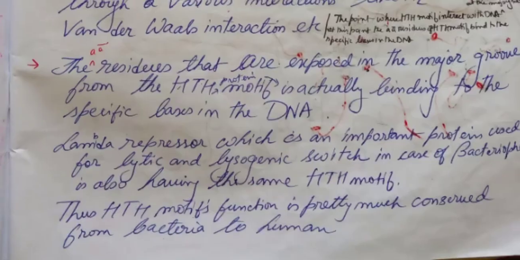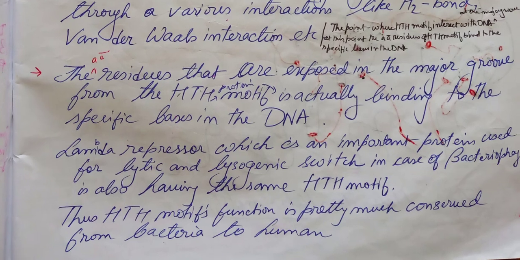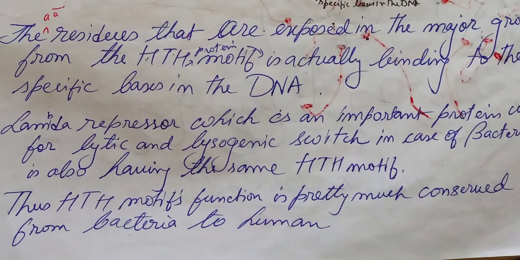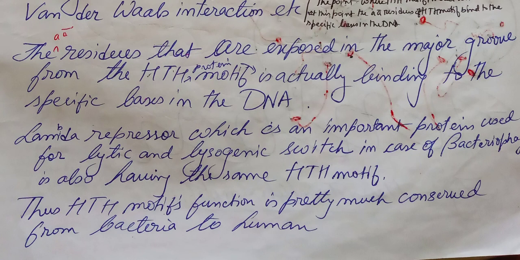Lambda repressor, which is an important protein used for the lytic and lysogenic switch in the case of bacteriophage, also has the same helix turn helix motif. Remember, bacteriophages are those phage viruses that can kill the bacteria, and they can switch between the lytic cycle and the lysogenic cycle.